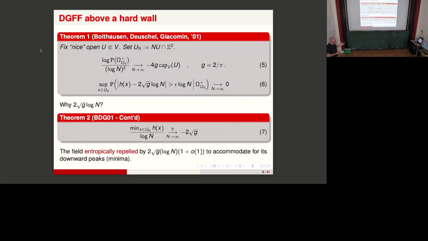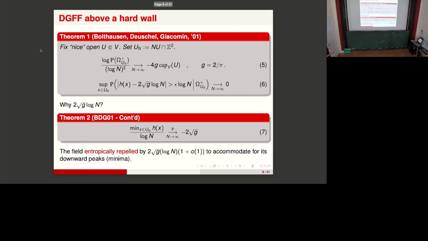And so what the field does is actually lift at that region exactly by the order of the minimum, thereby making the new minimum positive. So it turns out this is the most effective way for the field to be positive. And this is kind of a seminal paper that started the whole business of, among other things, the minimum and maximum of the Gaussian free field.